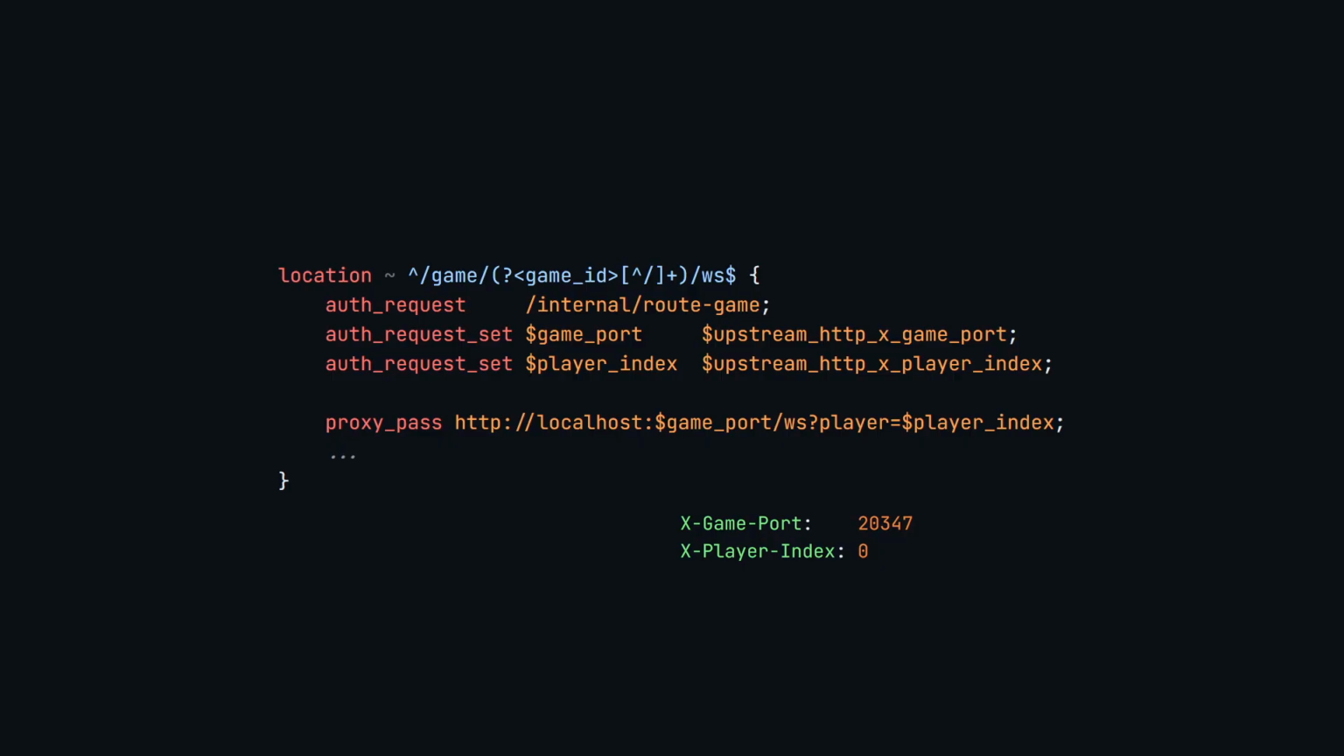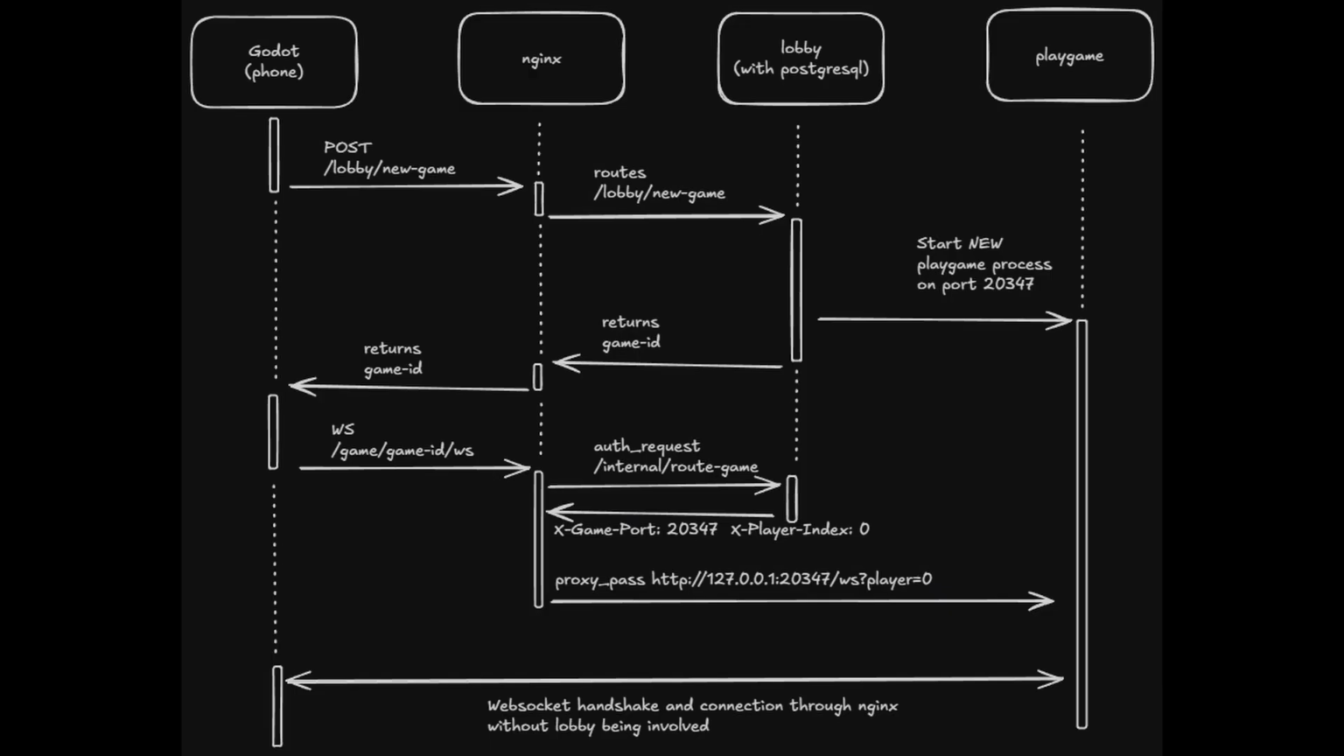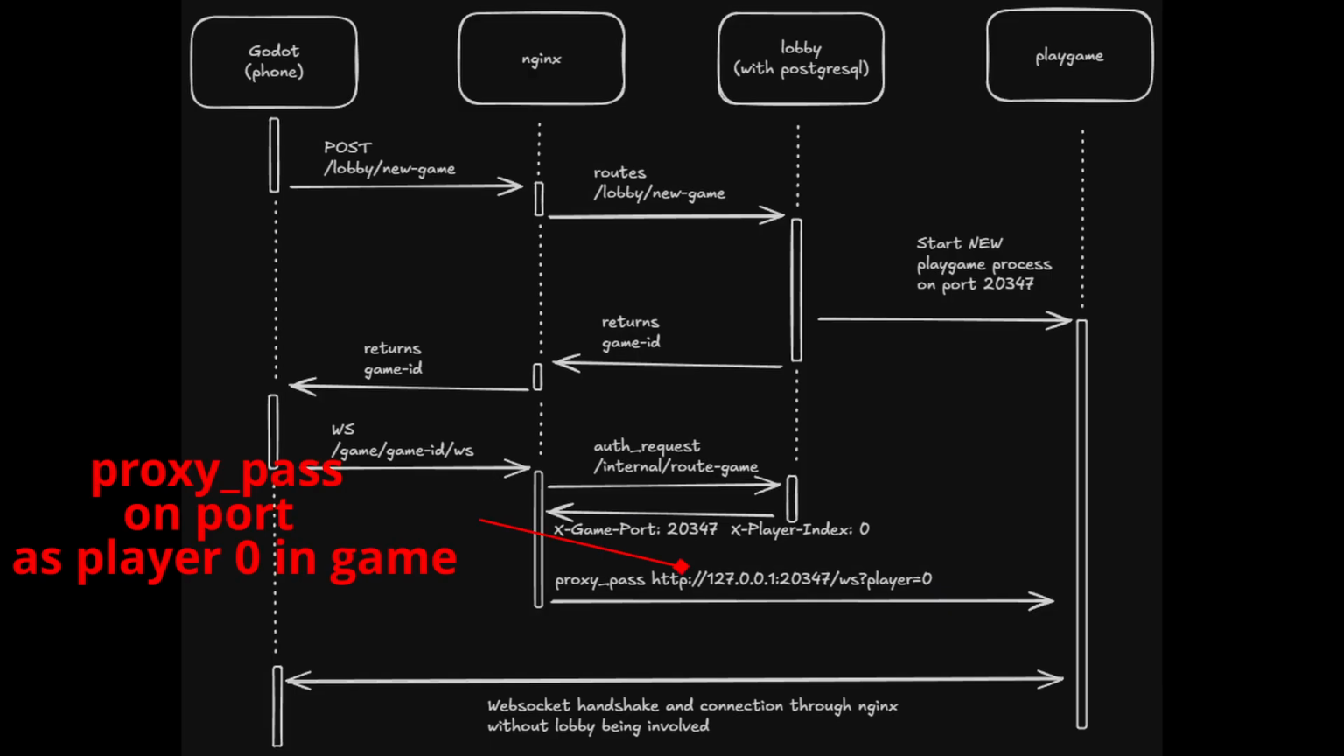Nginx grabs the two headers of the lobby's response and stashes them into variables, and then the request is translated to a WebSocket connection to the playgame service using the variables. So it now proxies the WebSocket connection from the outside world through nginx through to the playgame service.